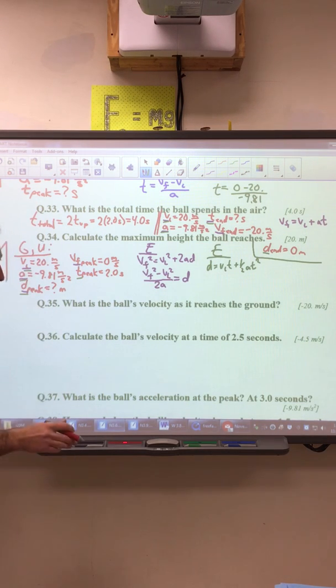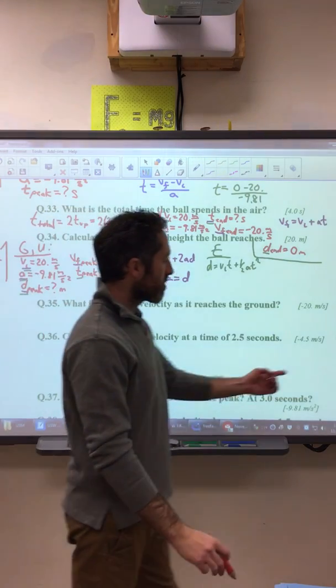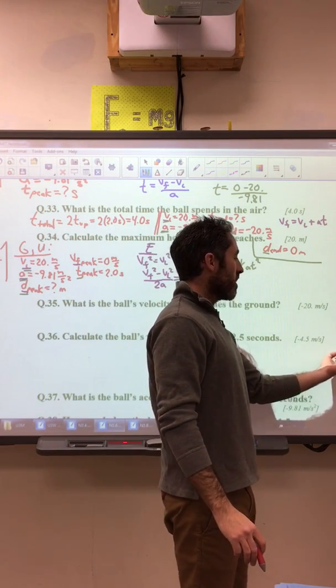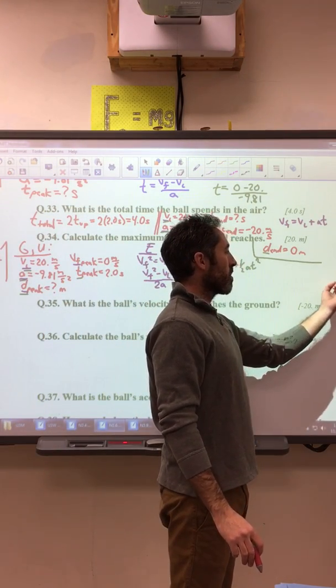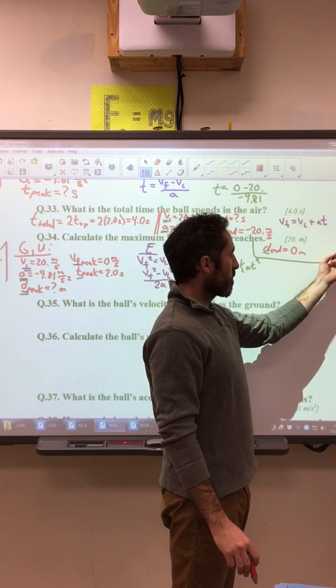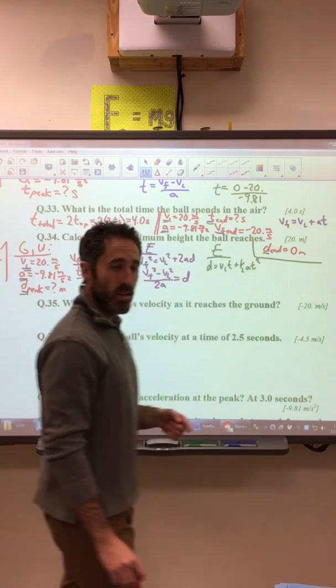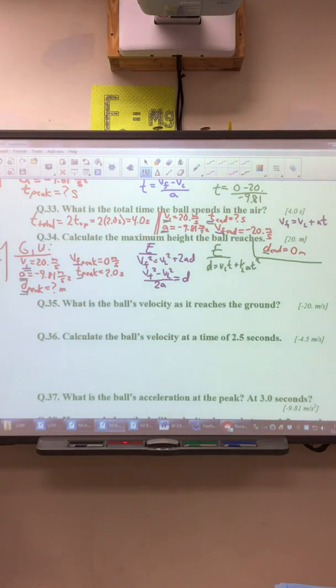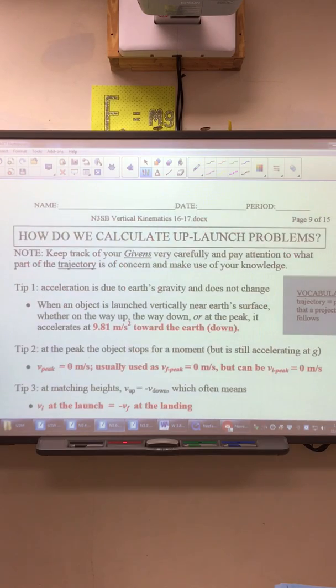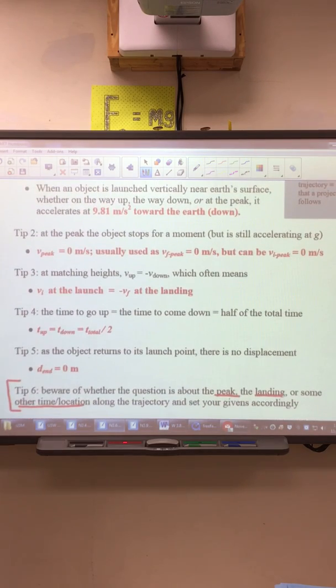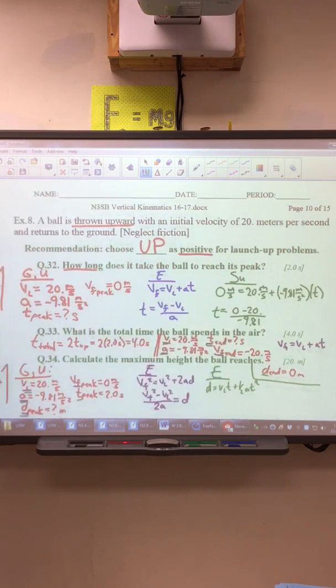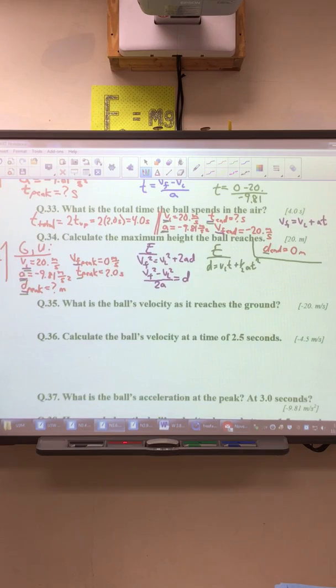I expect you, and so does the state, to have an understanding that the launch speed, gravity, slow, slow, slow, stop, that same gravity, speed, speed, speed, back to that starting speed. That's part of your understanding. So really, what you should recognize here is what goes up must come down. The velocity at the landing is going to be negative the velocity at the launch, as long as we're at the same heights. And most of the problems will be.